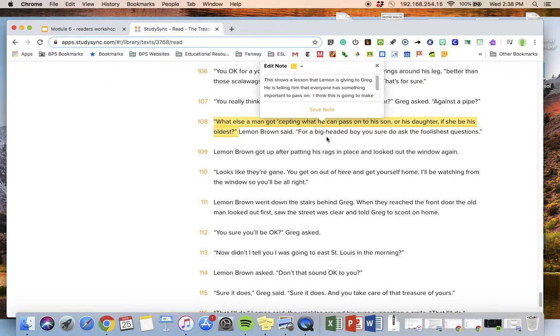And so the note that I was able to make here is that, first of all, this is a secondary character interacting with our main character. And I said this shows a lesson that Lemon is giving to Greg. He's telling him that everyone has something important to pass on. And I think this is going to make Greg think about what his dad wants to pass on to him.